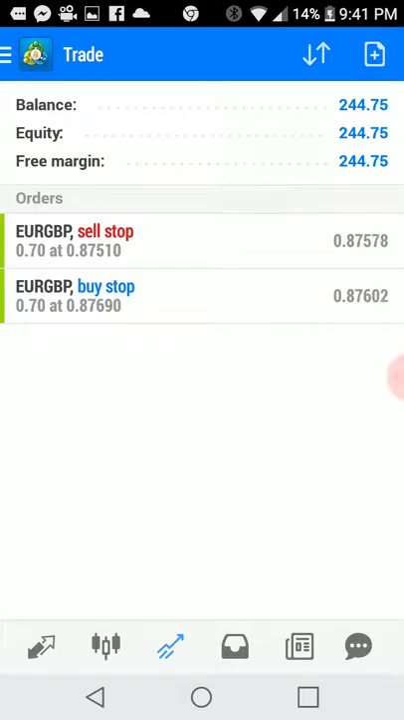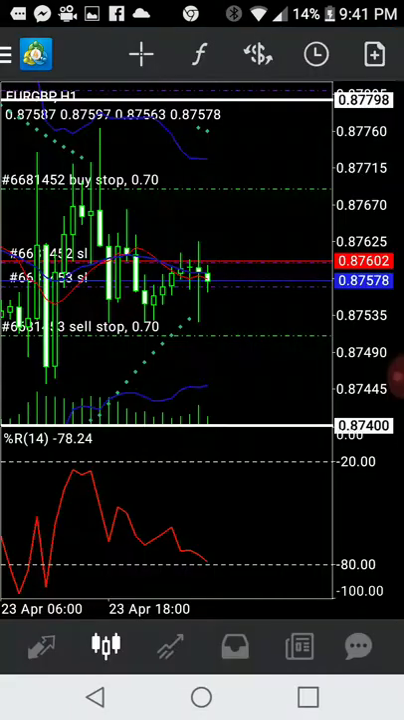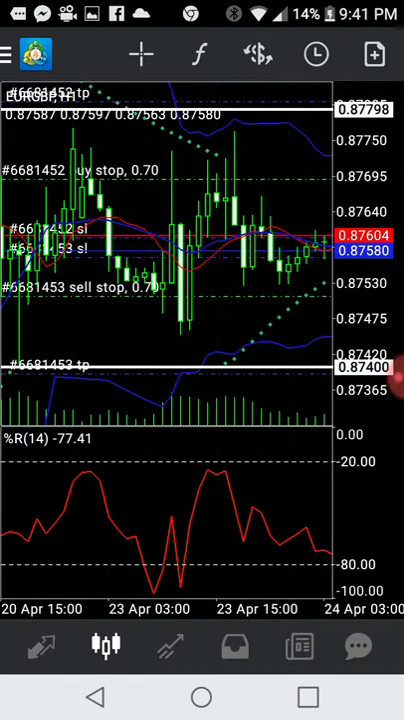Now we come and we have our orders placed. We look at our chart. As you can see, we are pretty much set now. We have our stops, we have our entry orders, and we have our take profits in there.